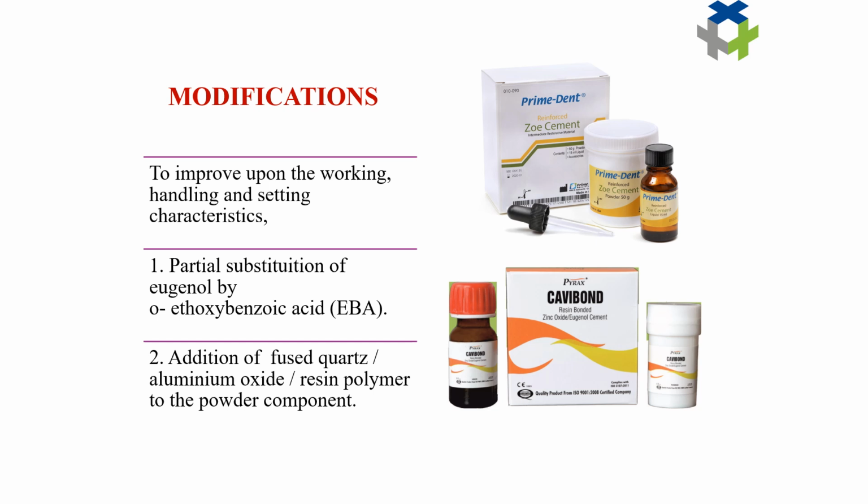And coming on to modifications of zinc oxide eugenol, to improve the working properties, handling and setting characteristics, we have the partial substitution of eugenol. So why do we need this? Because eugenol causes irritation in most individuals. That's why we have the partial substitution of eugenol by orthoethoxybenzoic acid and addition of fused quartz, aluminum oxide and resin polymer to the powder component. Thank you.